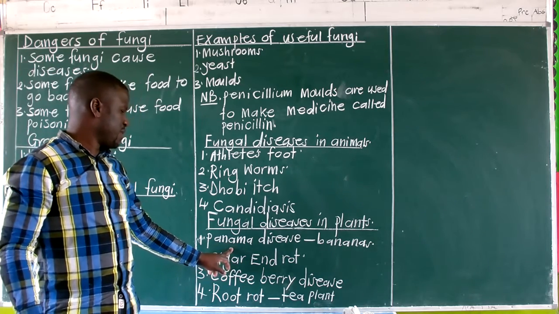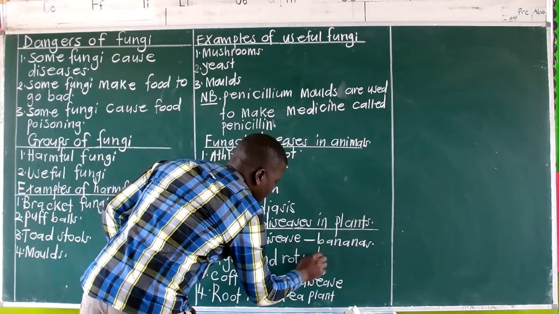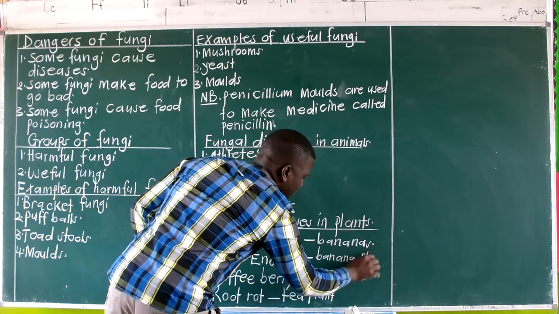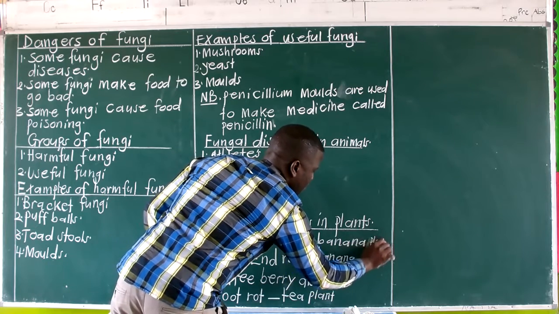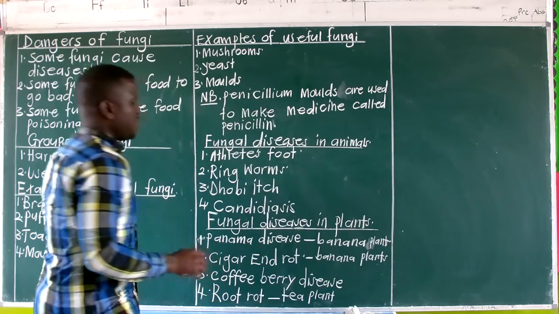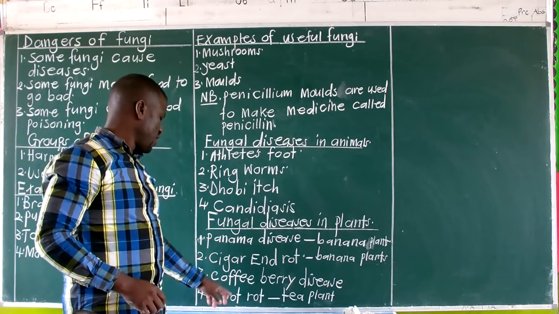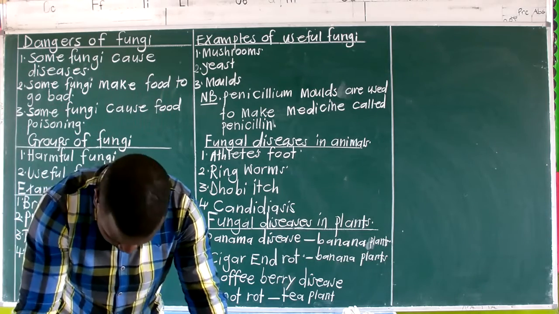Panama disease, it affects bananas. Cigar end rot, it also affects bananas or banana plants. Coffee berry disease, it affects coffee. Then root rot, it affects tea.